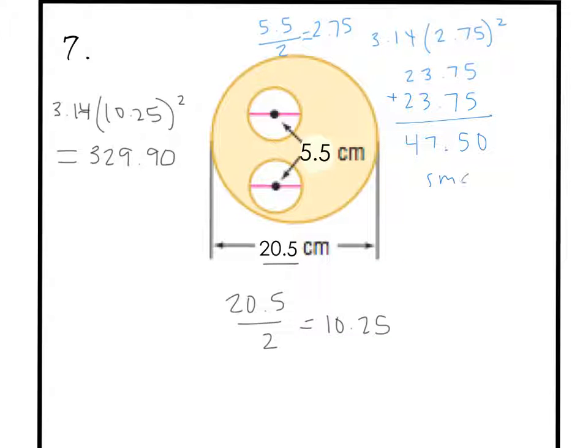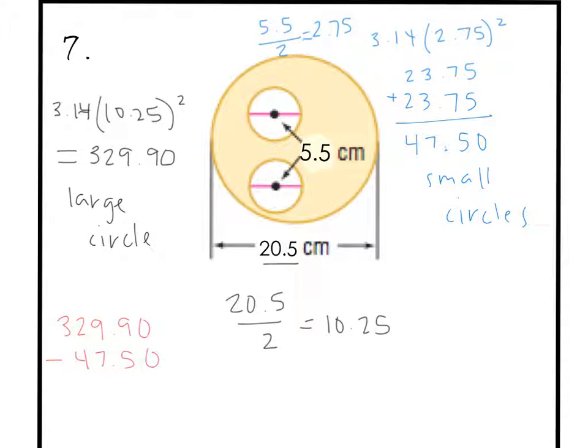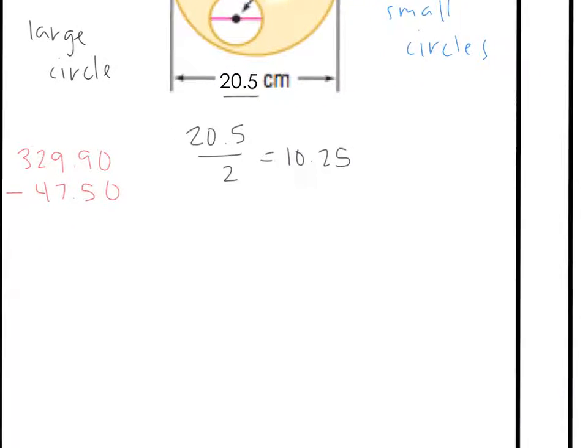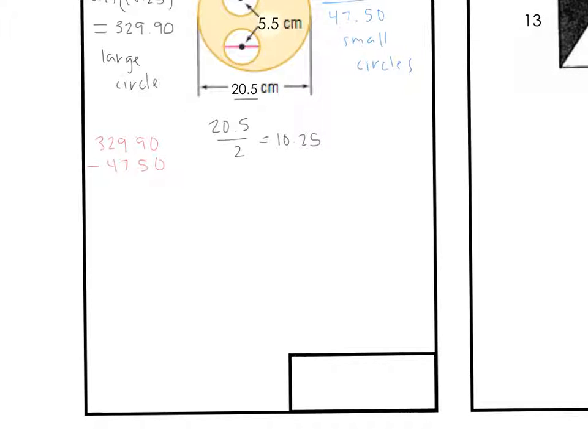So I'll write small circles. And over here, this was the large circle. So to figure out the area of just the shaded region, I'm going to take my large circle, which is 329.90, and I want to subtract the area of the two smaller circles of 47.50. And when I do that, I get 282. So I'm going to fill my answer in here. I get 282.4 centimeters squared.